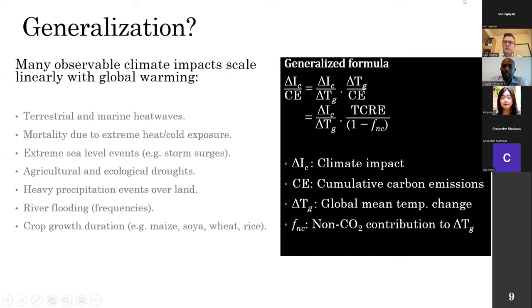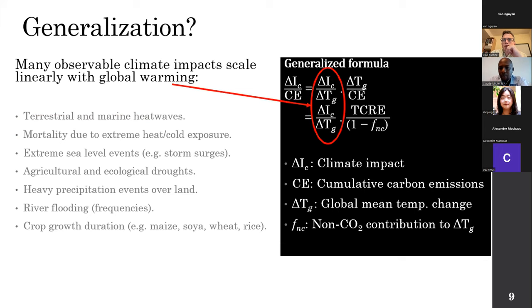Is there a way of generalizing this concept and finding many more observable climate impacts? Here we propose a way of finding more climate impacts that scale linearly with cumulative carbon emissions. It builds on the fact that many observable climate impacts scale linearly with global warming, which has been part of the research since at least the IPCC and the Paris Agreement. We found that impacts such as terrestrial and marine heat waves, mortality due to extreme heat and cold exposure, extreme sea level events such as coastal storm surges, drought, and river flooding, their frequencies, and the crop duration, at least for a selected crop, all scale linearly with global warming.